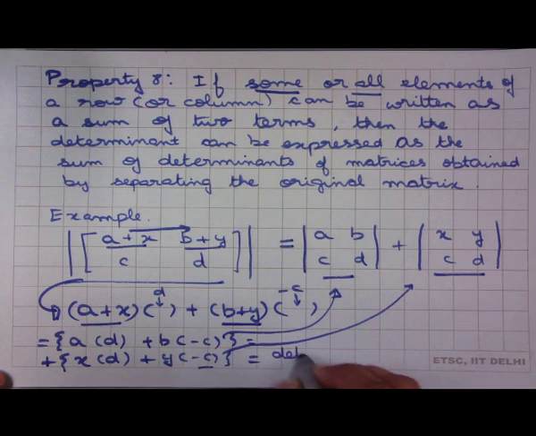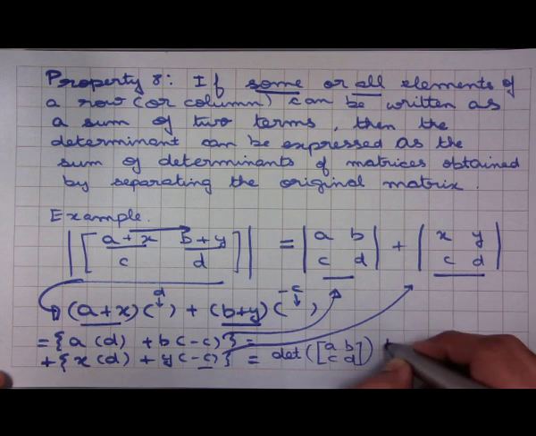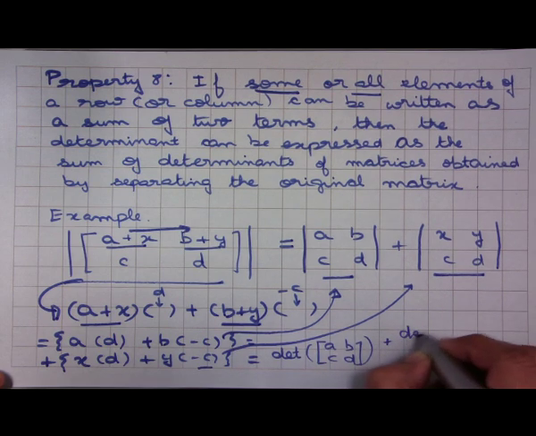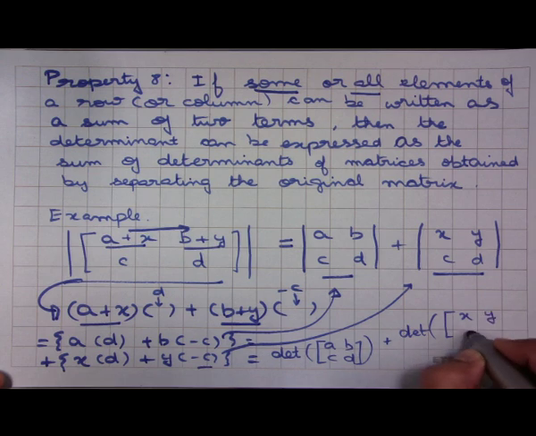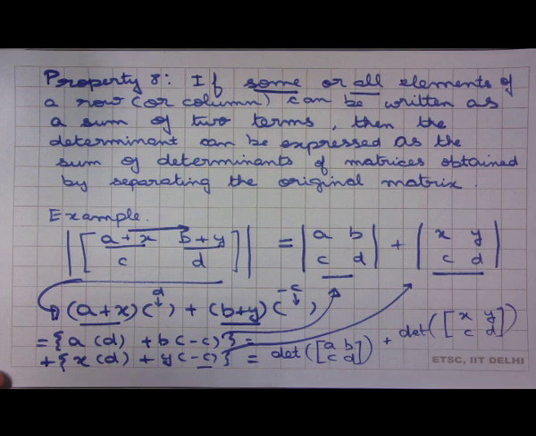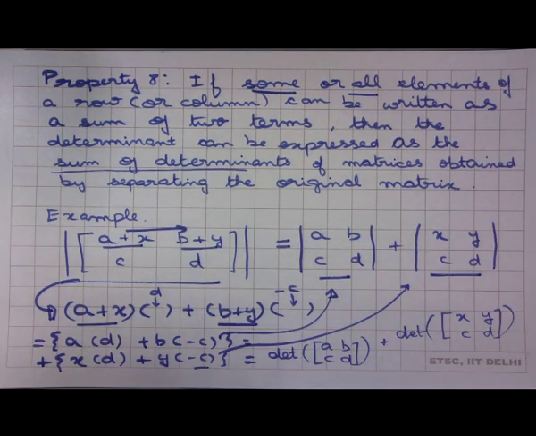The determinant of the matrix A, B, C, D plus the determinant of the matrix X, Y, C, D, right. So, we have expressed one determinant in terms of the sum of two determinants, that is what is meant by this, meaning sum of determinants, all right.